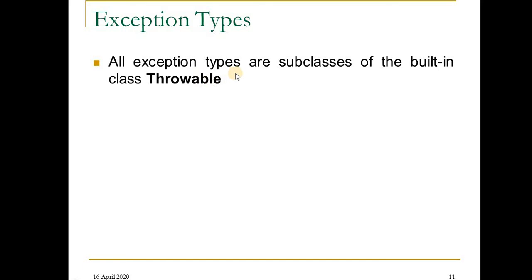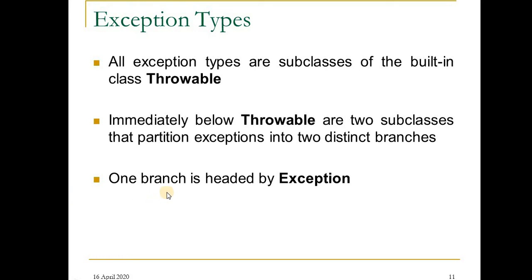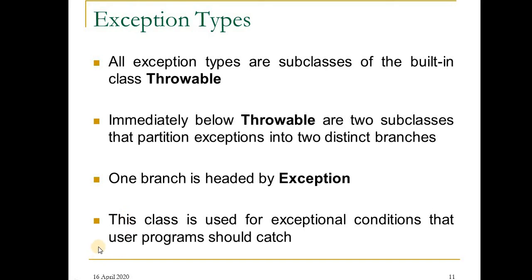All exception types are subclasses of the built-in class Throwable. Immediately below Throwable are two subclasses that partition exceptions into two distinct branches. One branch is headed by Exception. This class is used for exceptional conditions that user programs should catch.